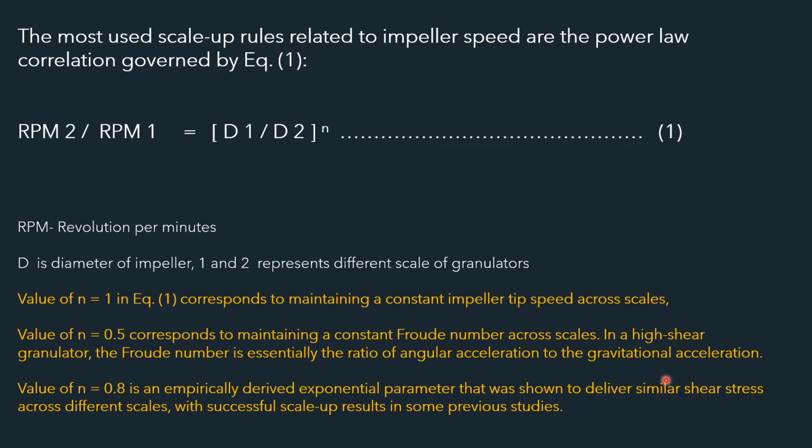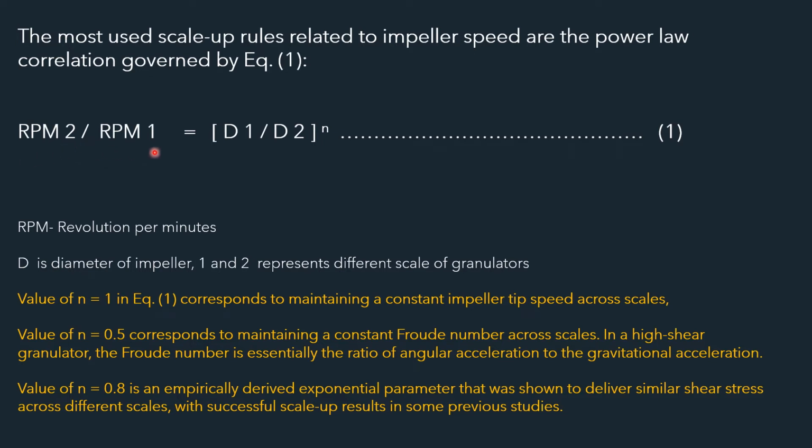So now in this slide, first we remember three scale up rules. First is the constant tip speed, second is the constant Froude number, third is the similar shear stress. Okay, so how to implement these rules? Just remember one equation for all three rules. RPM 2, where 2 means the plant scale. I will simplify it.